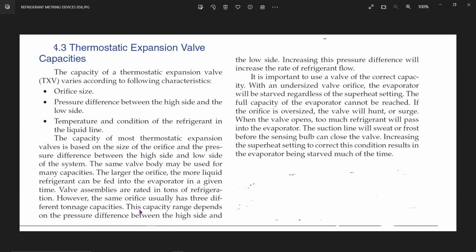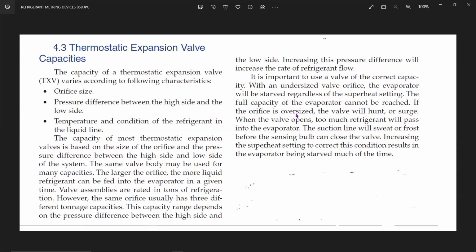The capacity range depends upon the pressure difference between the high side and the low side. Increasing the pressure difference will increase the rate of the refrigerant flow. Means if you want more refrigerant flow, increase the pressure difference, then it will flow faster. It is important to use a valve of the correct capacity. With an undersized valve orifice, the evaporator will be starved regardless of the superheat setting, and the full capacity of the evaporator cannot be reached.